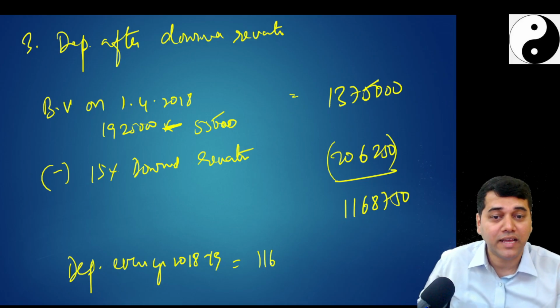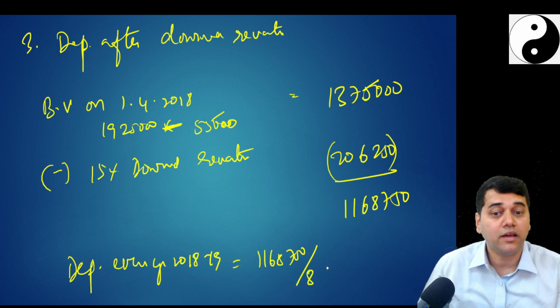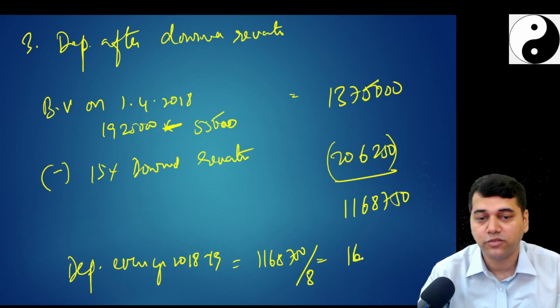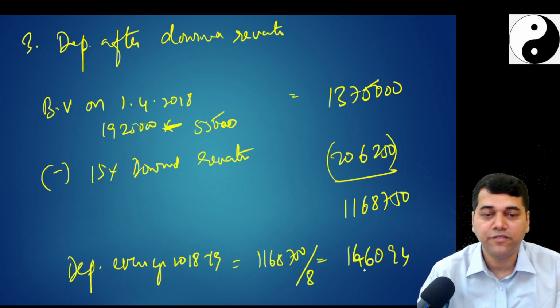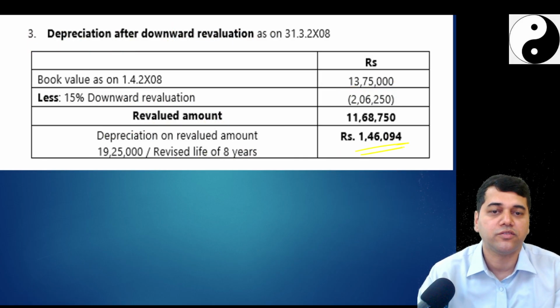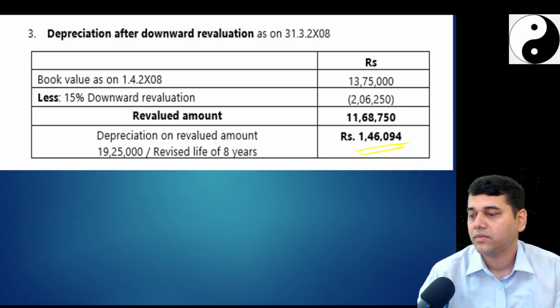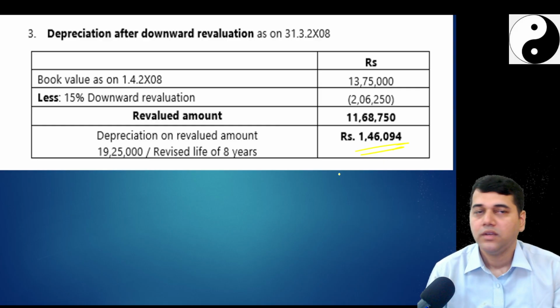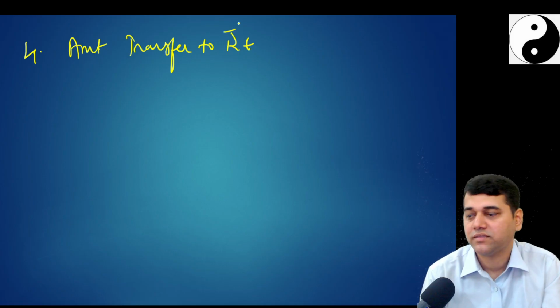11,68,750. Now, life got reversed for 8 years. 1,46,094. Are you clear? Now, how much do you need to transfer to the retained earnings because they opted, no? Now, write working note number 4, amount transfer to retained earnings.